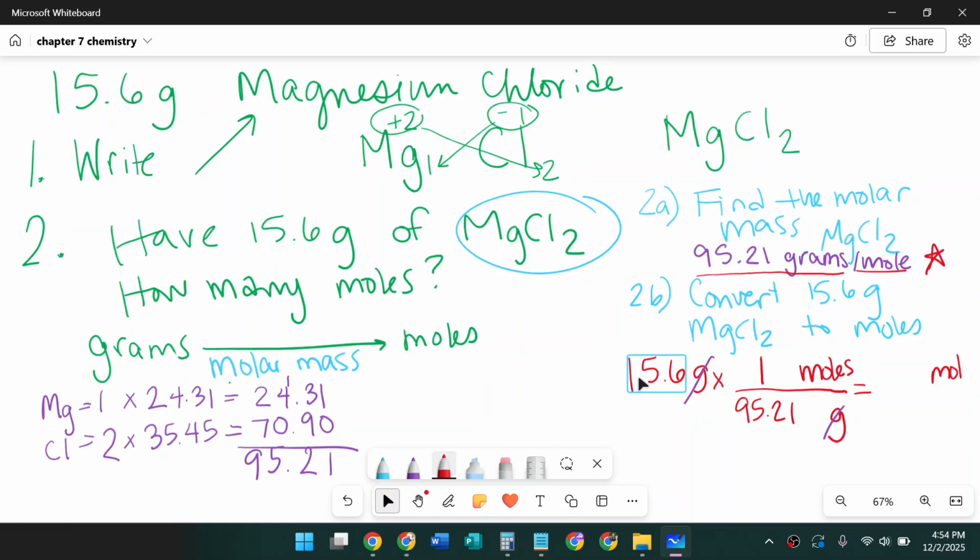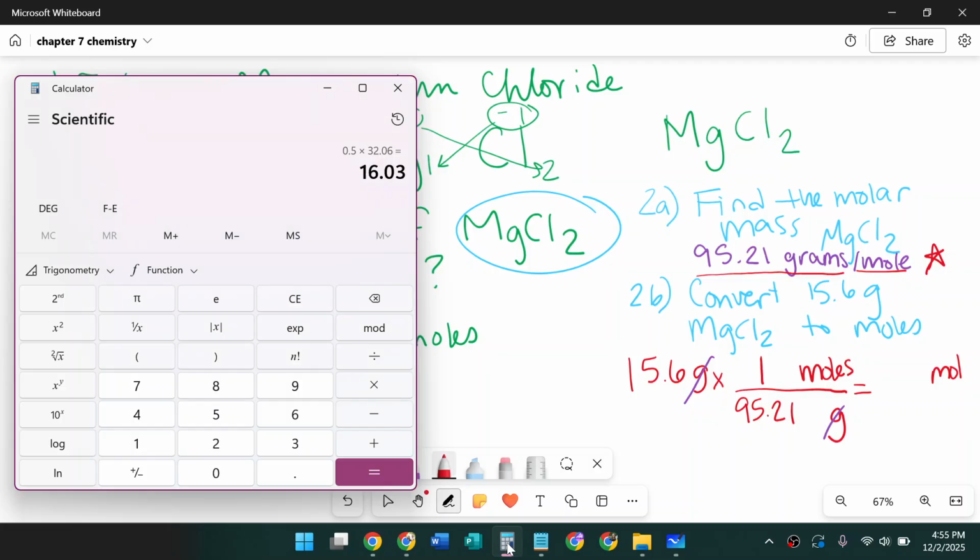And then at this point, I've already scratched out my grams. Moles are all that's left, so I take 15.6 times 1. I'm not actually going to type that because you know in your head what 15.6 times 1 is. It's still 15.6. I'm just going to type in 15.6 divided by 95.21. This has a lot of digits. I need to keep 3 of them, so 0.164.